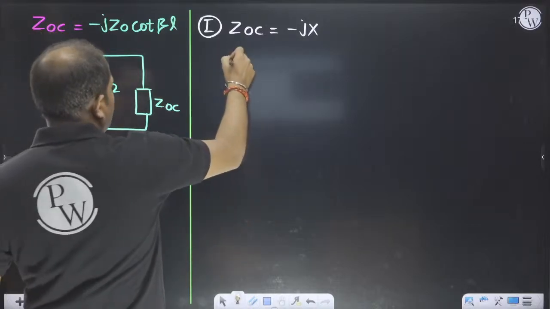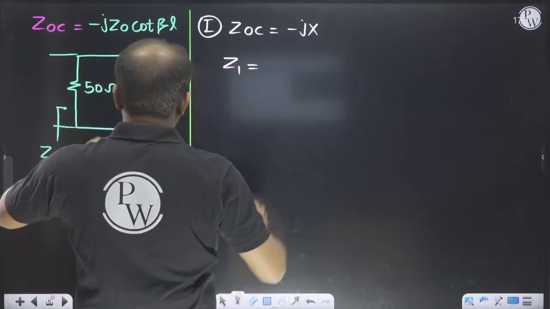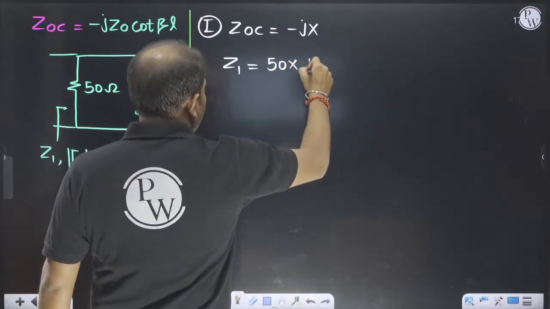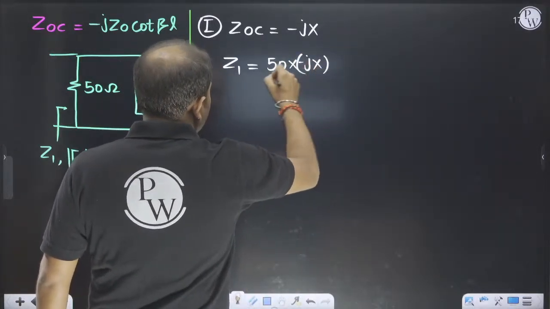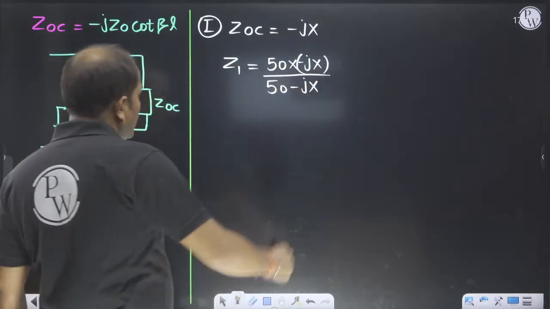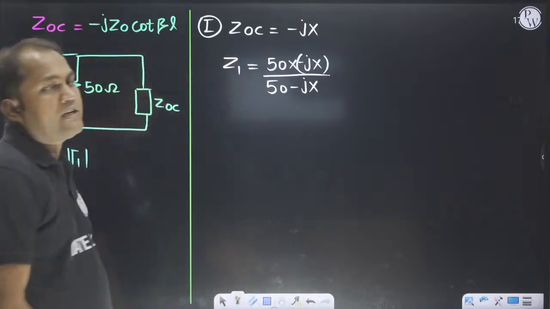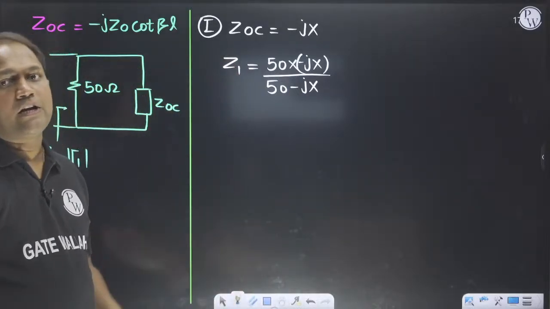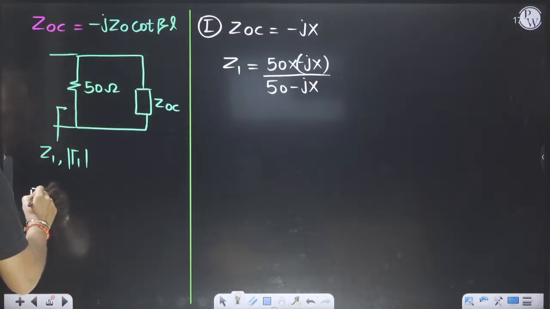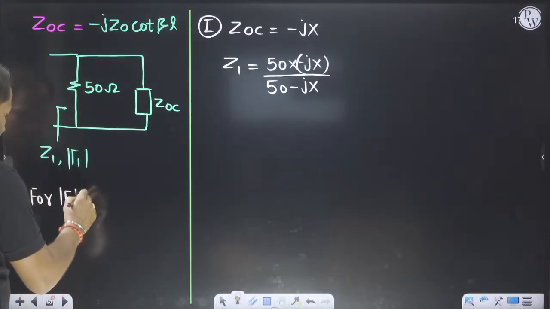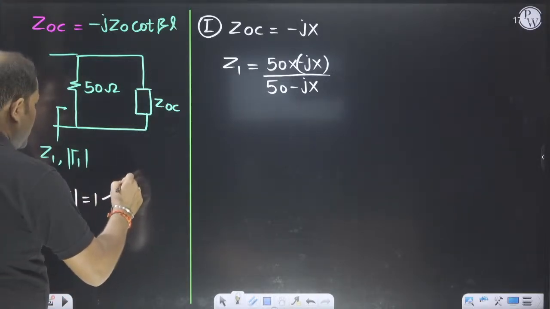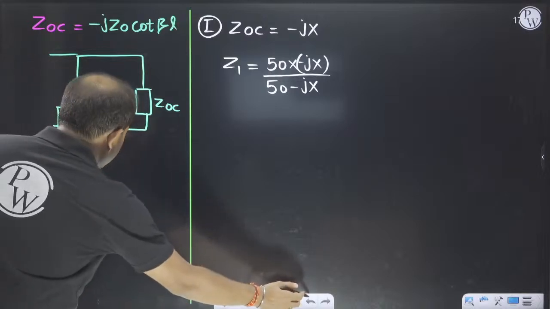Then what will happen for Z1? So Z1 will be 50 into ZOC, which is minus Jx, divided by 50 plus minus Jx. So it is not open circuit, it is not short circuit, it is not purely inductive, it is not purely capacitive. So for magnitude of gamma 1 is equal to 1, there is 4 cases. There is 4 cases for Z1.